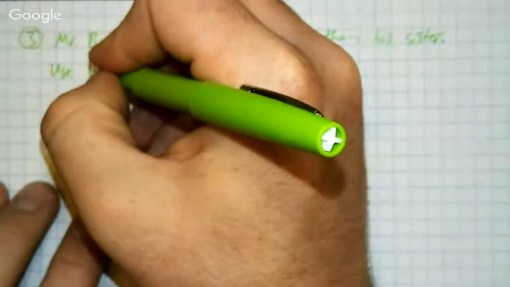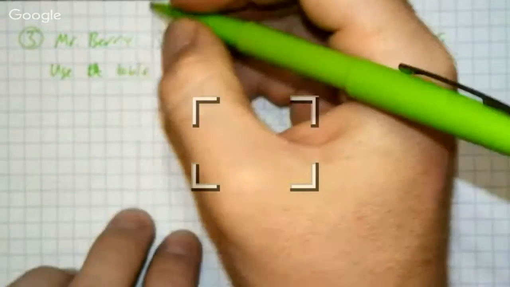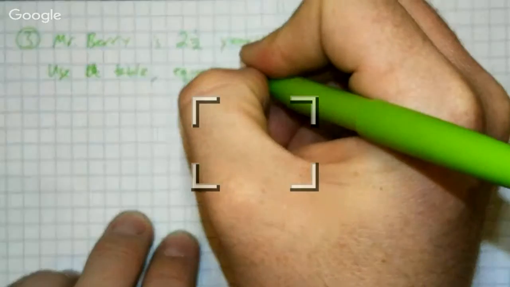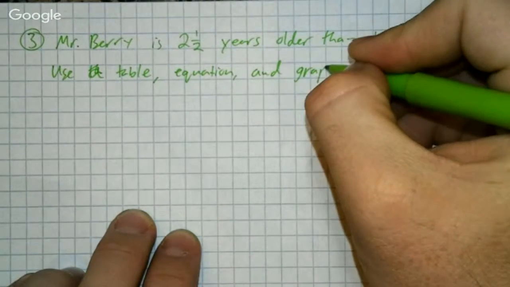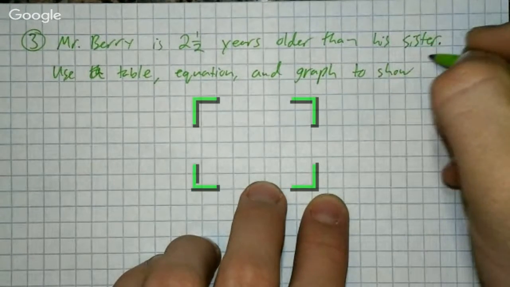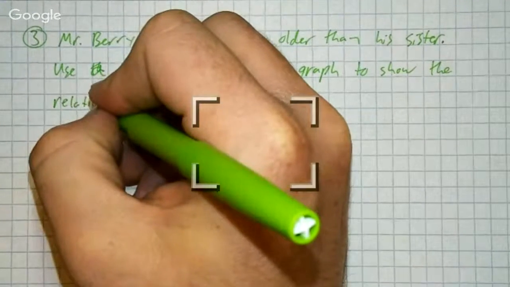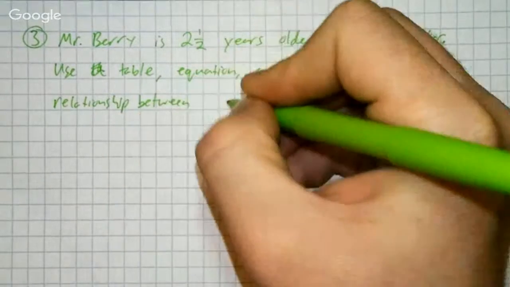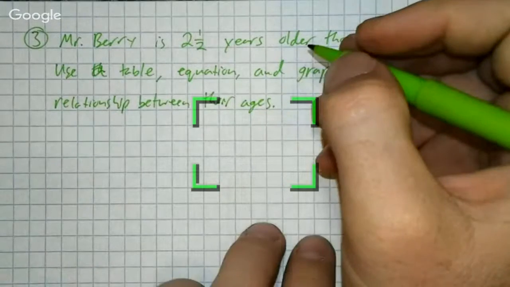Use a table, equation, and graph to show the relationship between their ages.